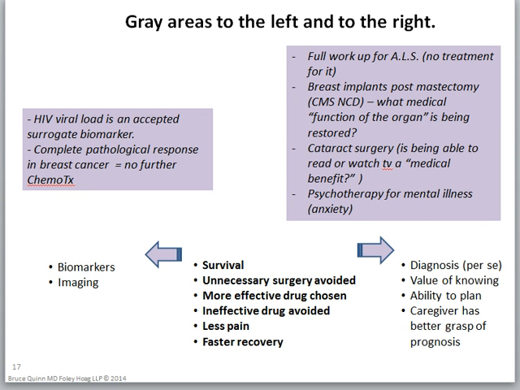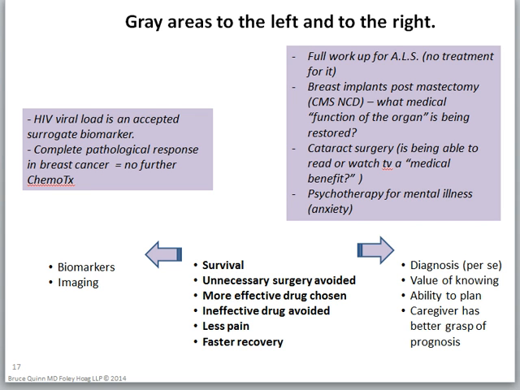In early breast cancer, when we do neoadjuvant therapy, if there's complete pathological response, CPR in breast cancer, that may mean you need no further chemotherapy. But complete pathological response is a laboratory test. But it means something, so it's an acceptable outcome.